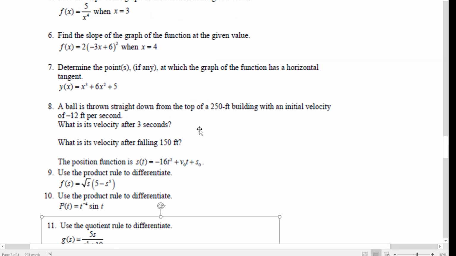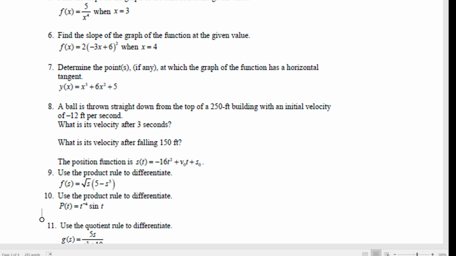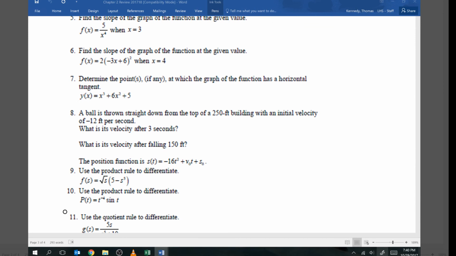All right. So 7 and 8. Sure. Oh, good. One of these questions is on the review. Cool. Determine the points, if any, at which the graph of the function has a horizontal tangent. What this tells you, horizontal tangent, is that the slope is 0. So all we're doing is taking the derivative and figuring out where it's 0.